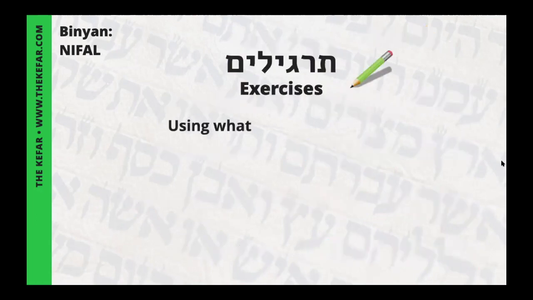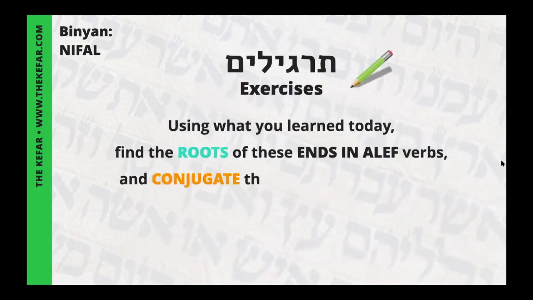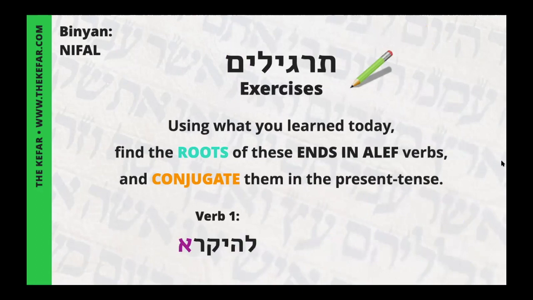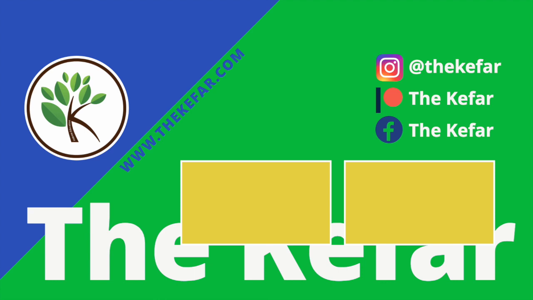Okay, so as always, now for your practice exercises. The first verb that you're going to conjugate with this pattern is lehikare, which is to be called, to be named, or to be read. And the second verb is lehibare, which is to be created. And as you can see, both lehikare and lehibare end in alef. So you're going to follow the pattern that you learned in this lesson. And that is all for today.